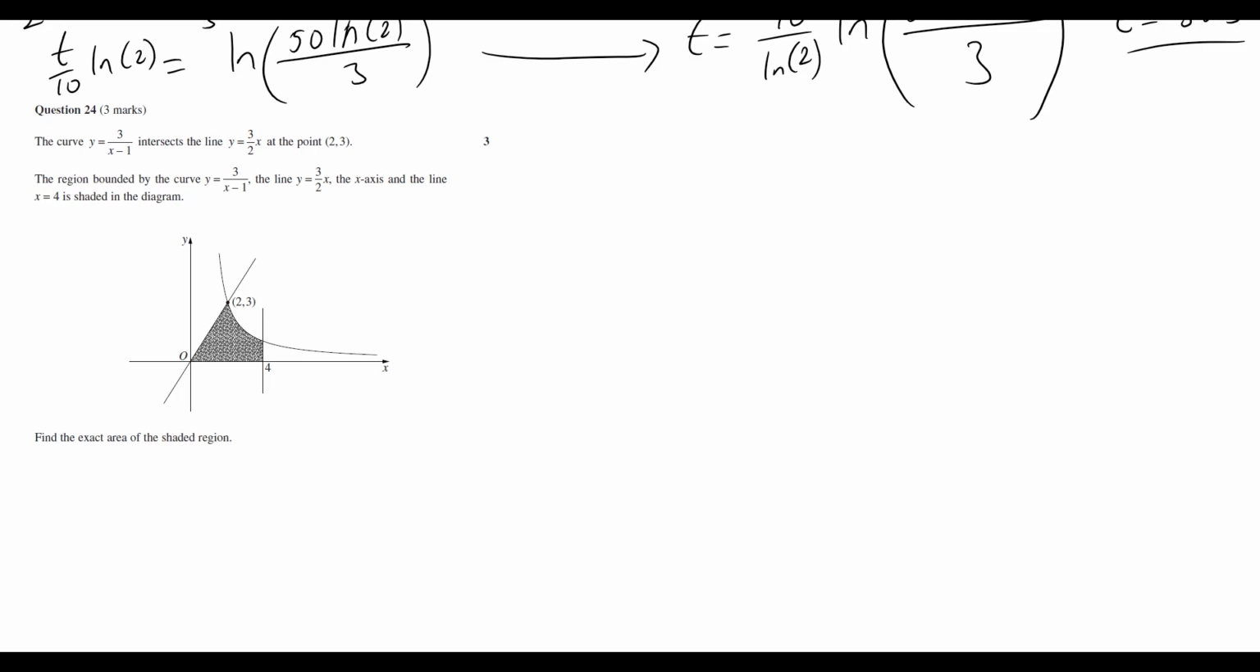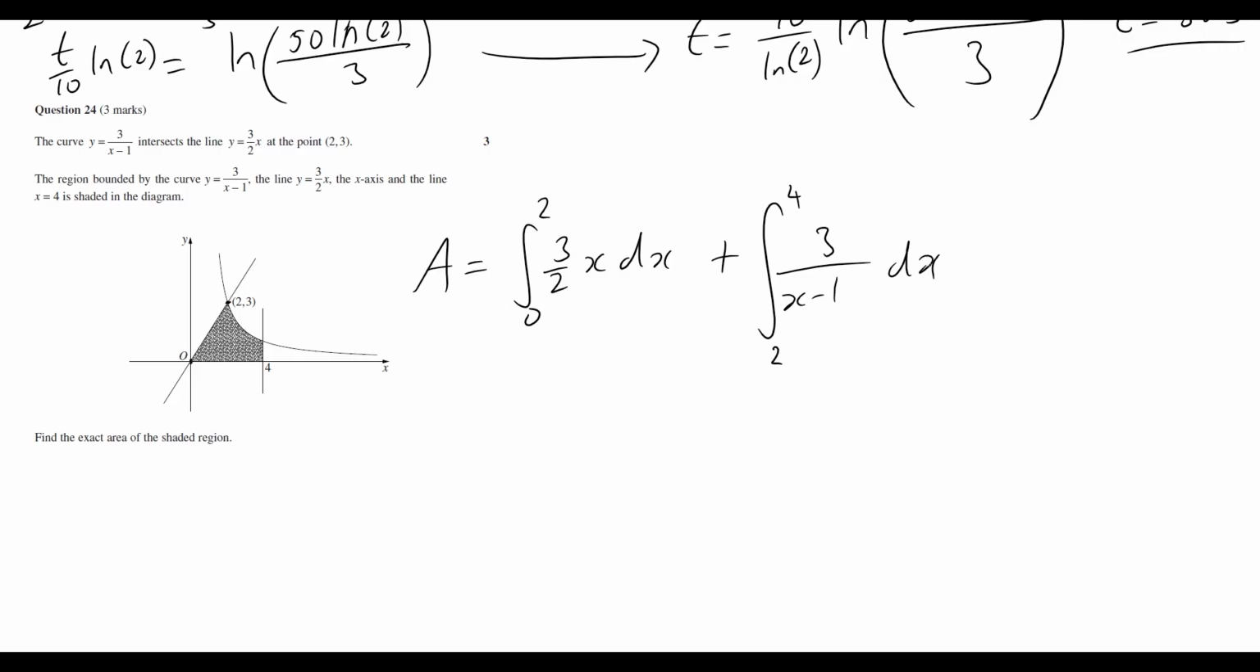Okay, well, first things first, we know that it's going to be going from the origin up to this point here. And what function are we following there? We're simply following the straight line function. So what we can say now is that the area is going to be equal to the integral of that straight line function, which was 3 halves x, from 0 to 2. And that'll tell us the area from there to there. Alternatively, you could just figure it out using the formula for the area of a triangle, but this is a little bit more fun. Plus, now we need to look at the other side of that. So now that's going to be the integral from 2 to 4 of 3 over x minus 1 dx.